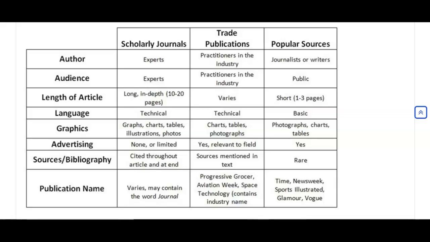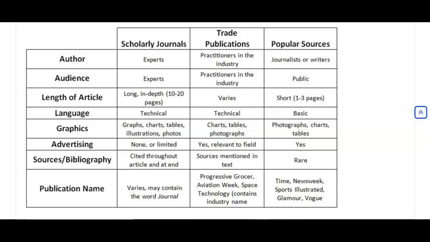Again, depending on what your topic is, a popular source might be appropriate. If you're writing about a sport, you're probably not going to find a whole lot of professional research about the sport, but Sports Illustrated may have what you need. On the other hand, if you're researching a more scholarly topic, scholarly journals are probably where you want to be.